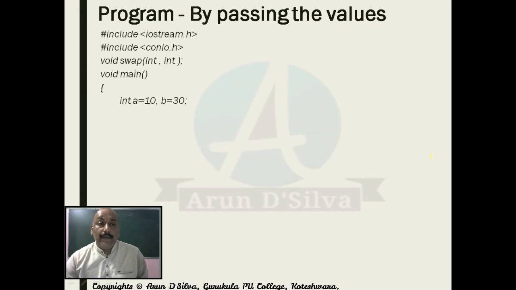So I have taken the header files, and then the function declaration part. Here void swap is my function, and I am passing by values. So I have to specify the data type of the values I am using for the call; I specified int, int. Then in the main program, void main, I have used two variables, int a and b. a has the value 10, b has 30.